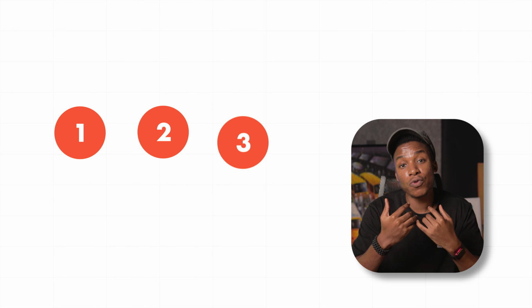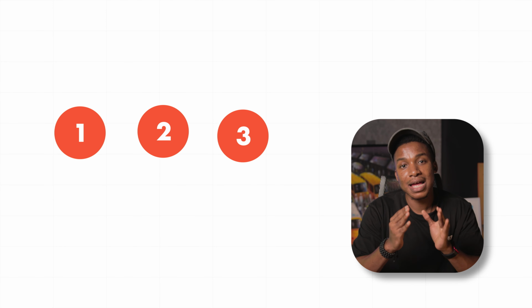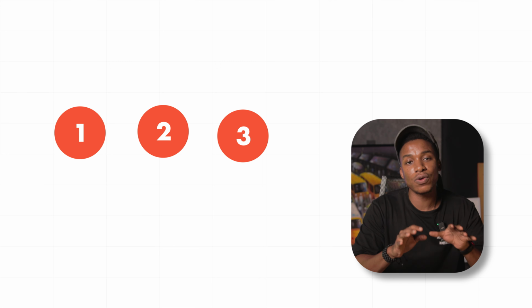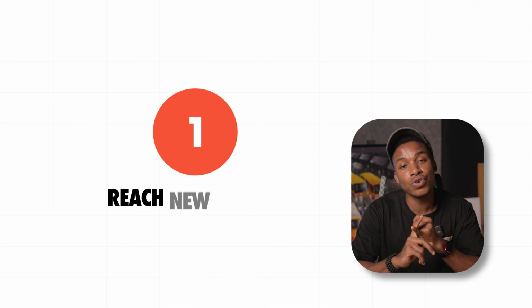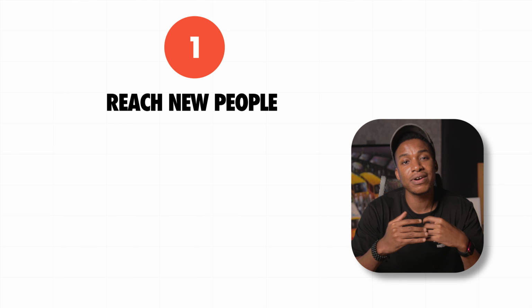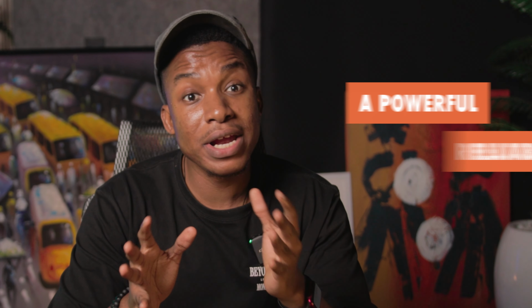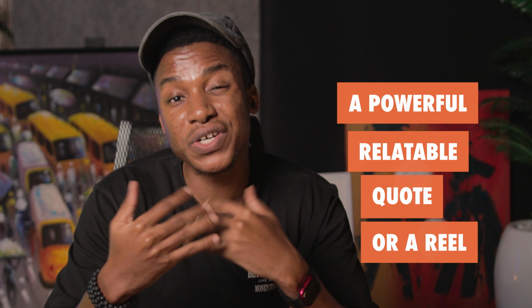There are 3 main goals I always keep in mind when creating content, and each goal has its own dedicated content strategy. Goal number 1 is to reach new people. To do this, I create quote posts and creative reels. Why this? Because they are designed to stop people from scrolling and grab their attention. When I post a powerful, relatable quote or a reel with creative shots, it gets people to engage and follow.